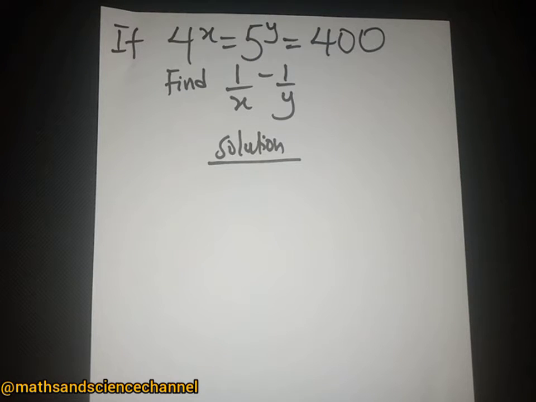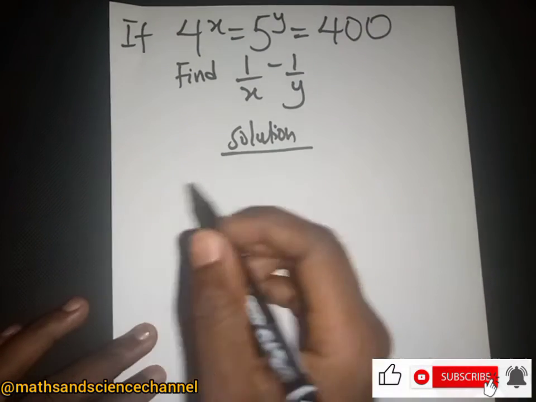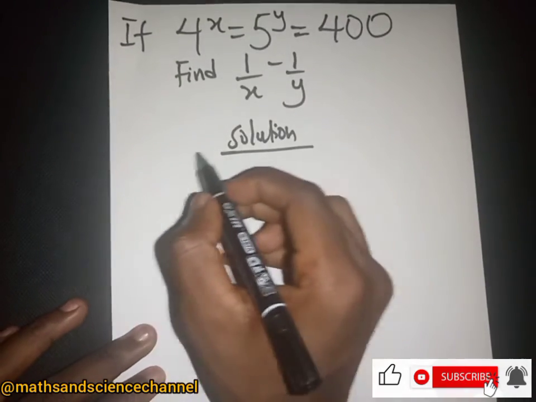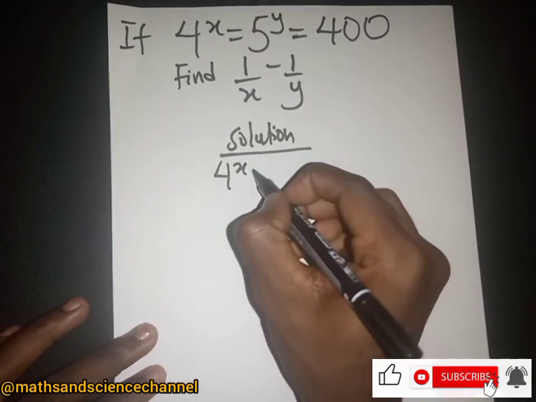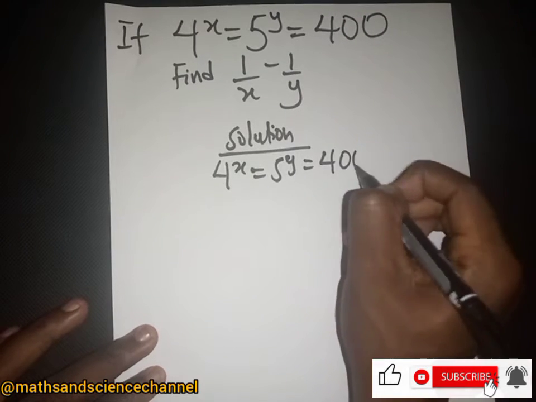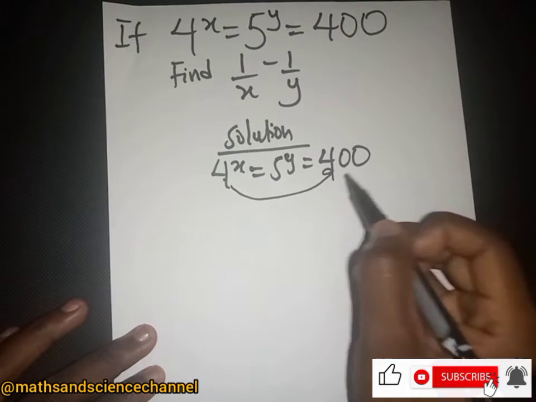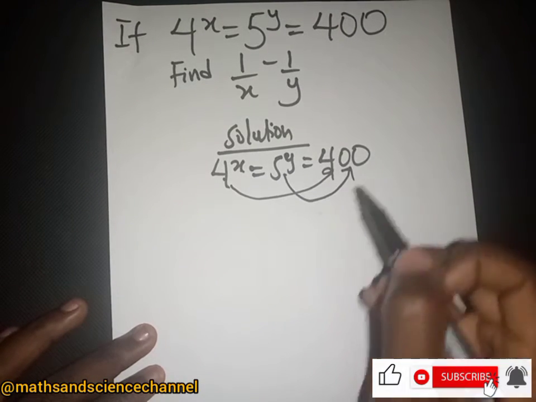In this section we have 4 exponent x being equal to 5 exponent y also equal to 400, and we have to find 1 over x and 1 over y. Since we have 4 exponent x being equal to 5 exponent y also being equal to 400, then 4 exponent x is just equal to 400 and 5 exponent y is also equal to 400.